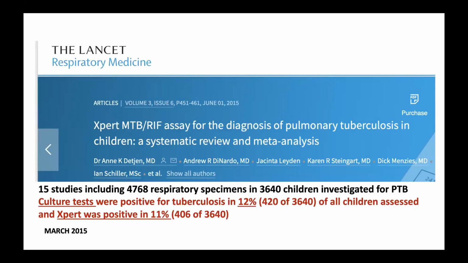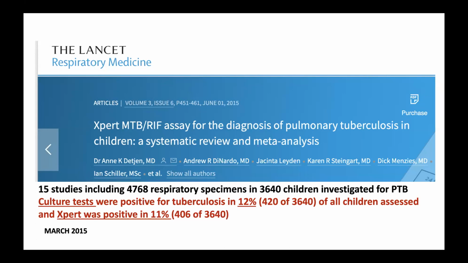So I'm just picking a few papers. This might not be very recent, but we have a nice Cochrane review that summarizes all this. In 2015, Detjen and colleagues looked at almost 4,000 children who had been investigated for tuberculosis. These children had more than one respiratory specimen, so probably more than once. This was a systematic review and a meta-analysis, so they looked at different studies. There are 15 studies that looked at this type of children.